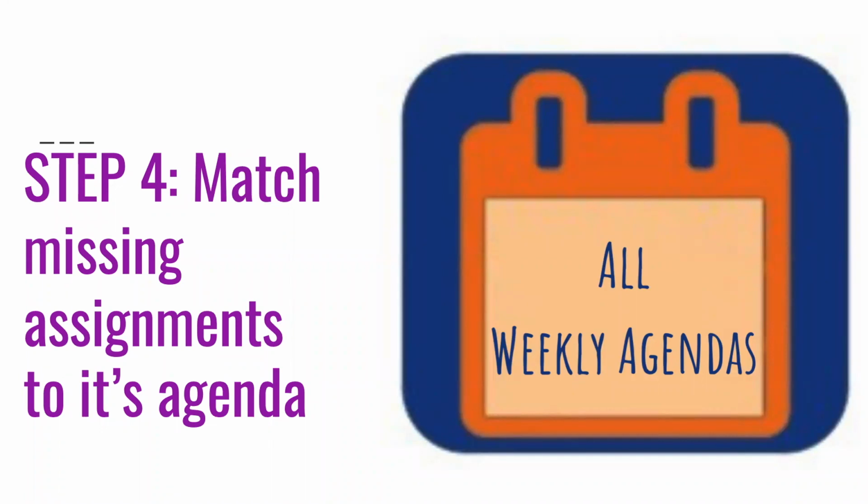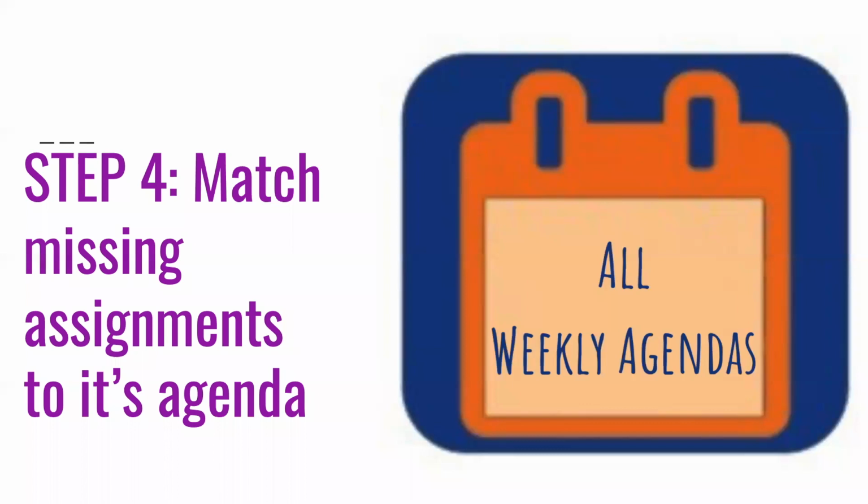All right, step 4, match the missing assignments to the agenda. An easy way to do this is to look at the assignment and when it's due, and then look for the sketchbook assignment from that week that would be due at the same time. The sketchbook assignment tells you the weekly agenda label. So let's say you didn't do a project and it was due September 30th. I'm just throwing a date out there. It was due September 30th.